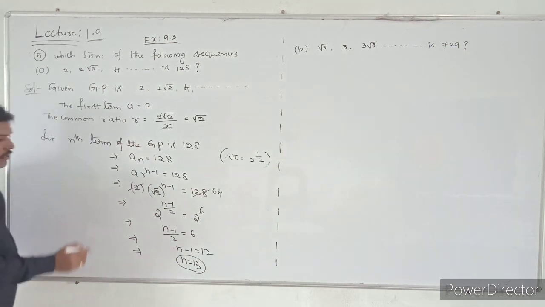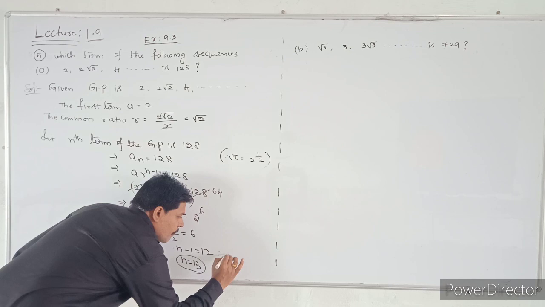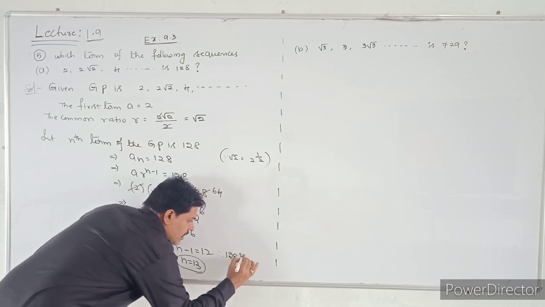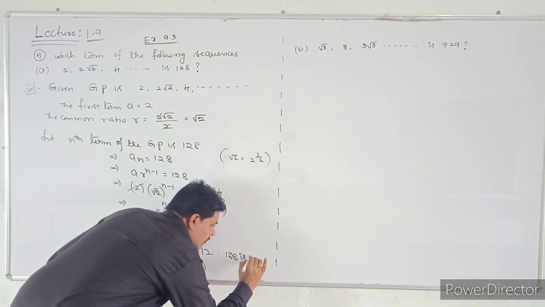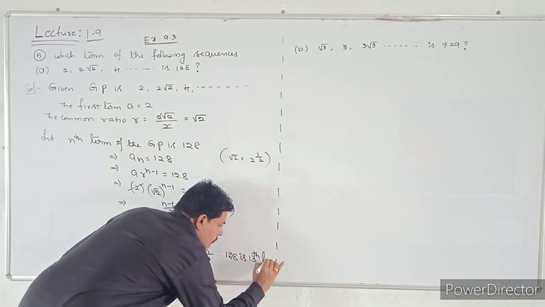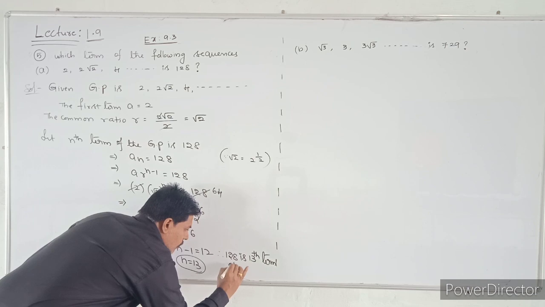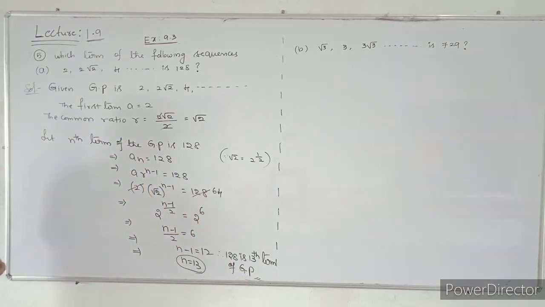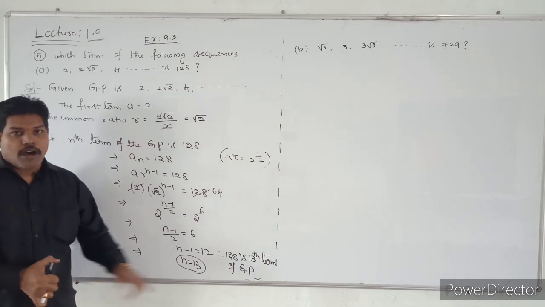Therefore, just declare the value: 128 is the 13th term of the GP. 128 is the 13th term of the GP.